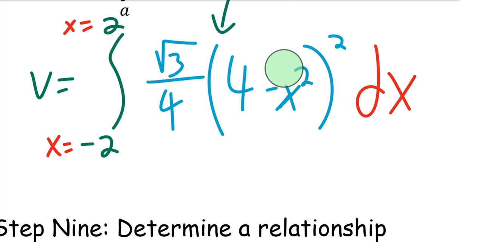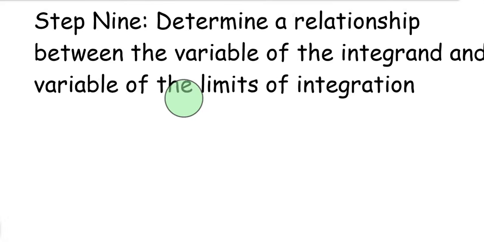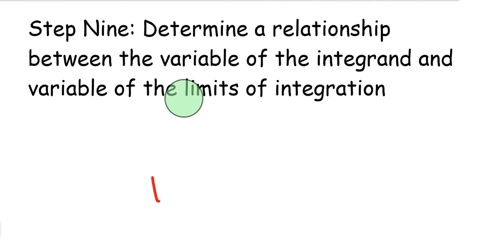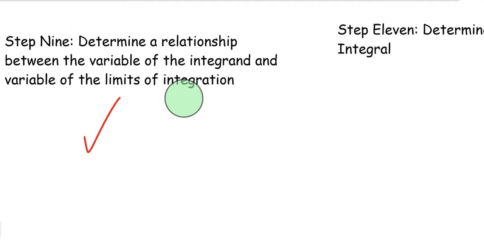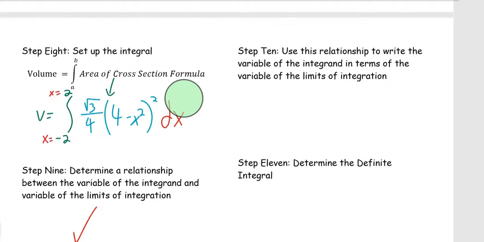If that were not the case, for example, if these limits were in terms of y and this was x or vice versa, you would have to make sure that they were both that way. So basically, step 9 is already done for us for this example. We'll take a look at another one where that's not the case and we'll have to change it.